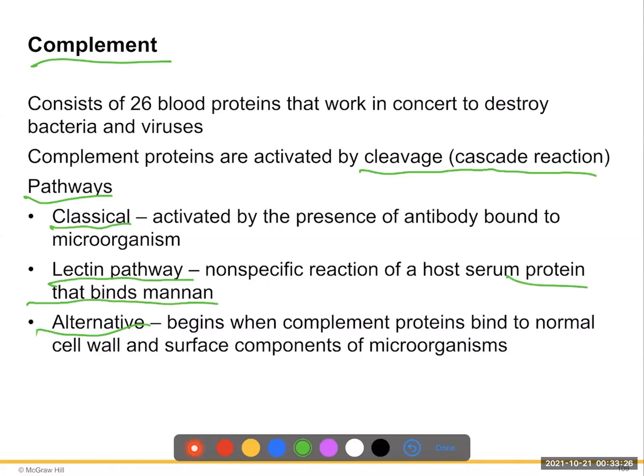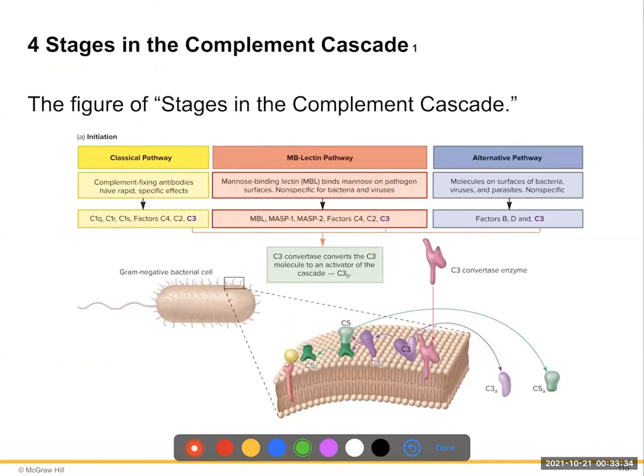Alternative begins when a complement protein binds to a normal cell wall and surface components of microorganisms, and that triggers a cascade. Okay, and here are your different pathways. This is the classical pathway, this is the lectin pathway, and the alternative pathway. And basically, they're all going to accomplish the same thing. C3 convertase converts the C3 molecule to the activator of the cascade, C3b.